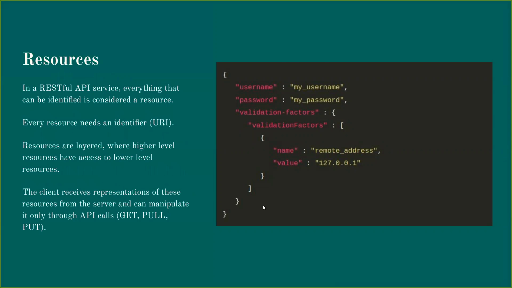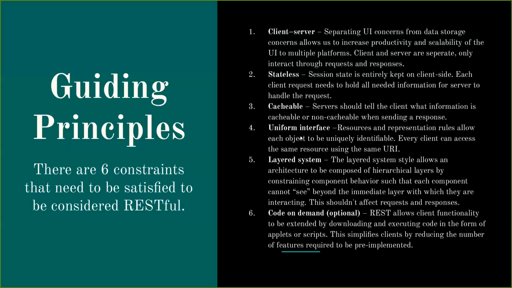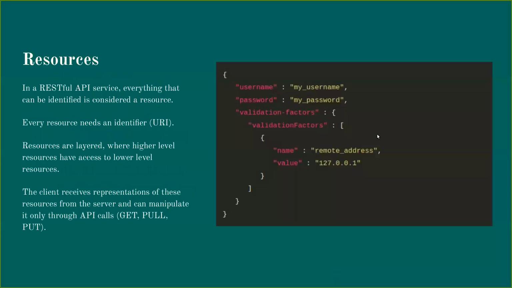And diving deeper into, I believe, the fourth constraint, uniform interface. With REST APIs, there's a thing called a resource, and a resource is basically anything that is identifiable. So usernames, passwords, in the case of Spotify, things like song IDs, artist IDs, playlist IDs, everything is a resource, and every resource has to have a unique identifier.